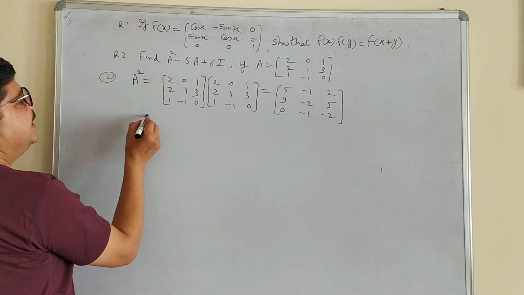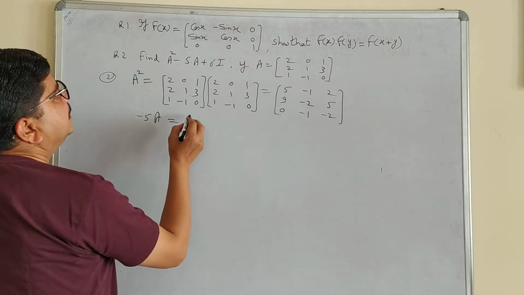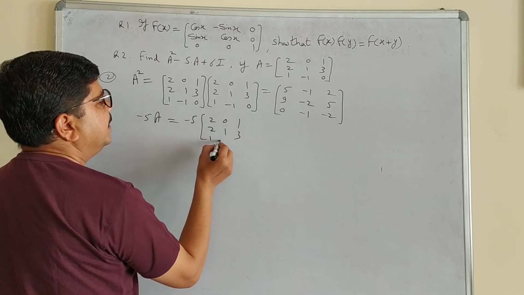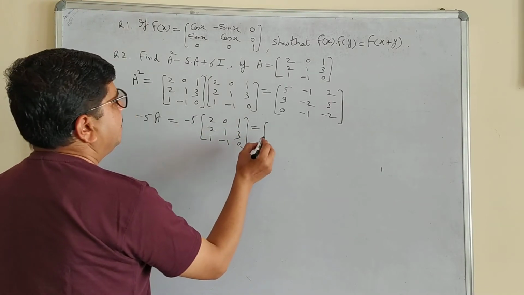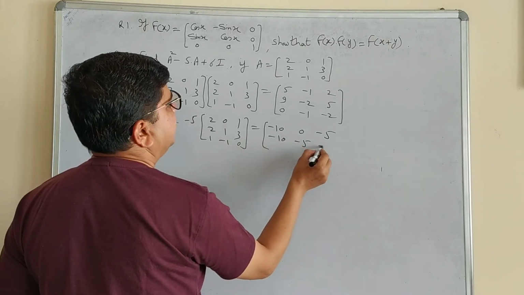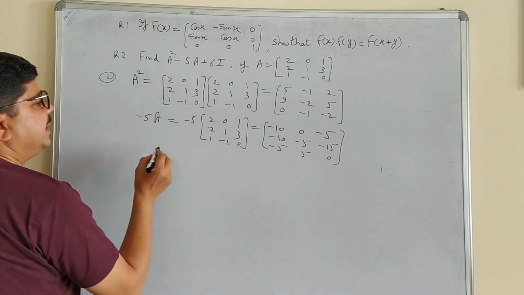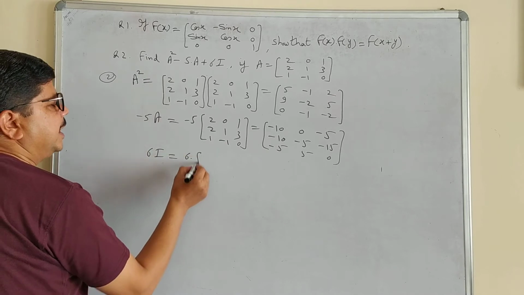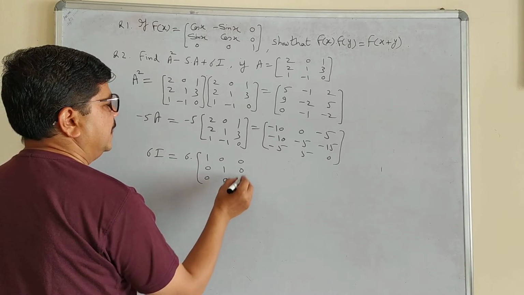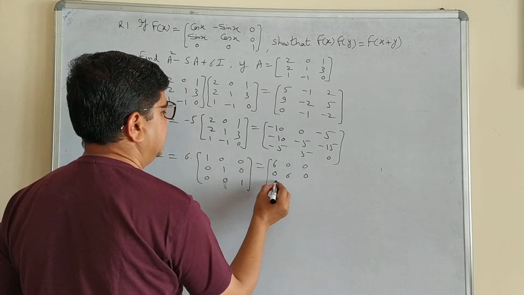Then minus 5a. Minus 5a is a scalar multiplication of a matrix with minus 5. So it will be minus 5 times 2, 0, 1, 2, 1, 3, 1 minus 1, 0. It will be minus 10, 0, minus 5, minus 10, minus 5, minus 15, minus 5, 5, 0. And then 6i, 6 times identity matrix. So it is 6, 0, 0, 0, 6, 0, 0, 0, 6.